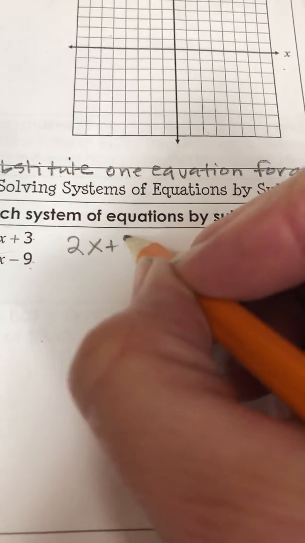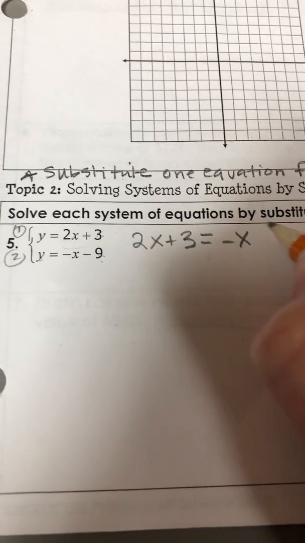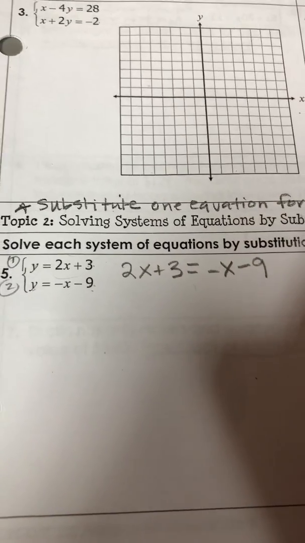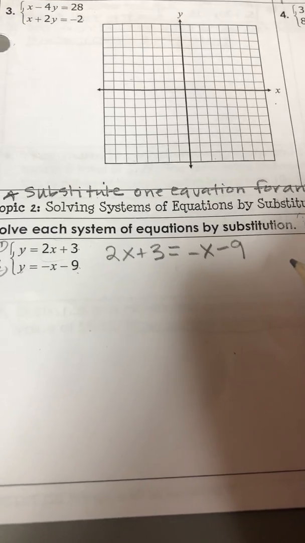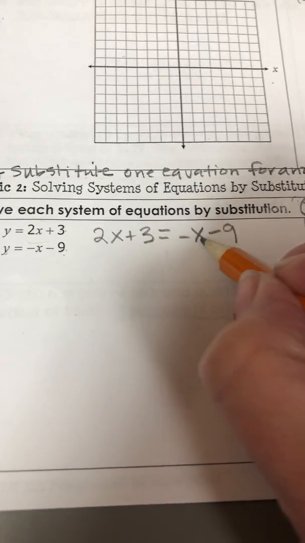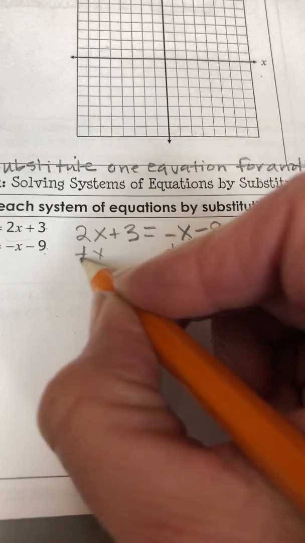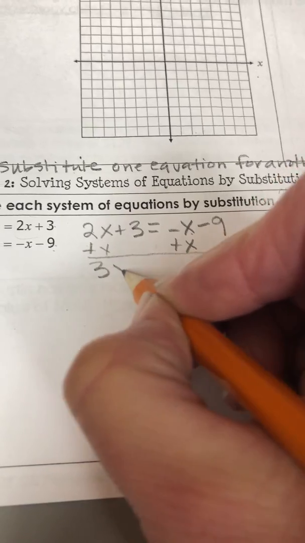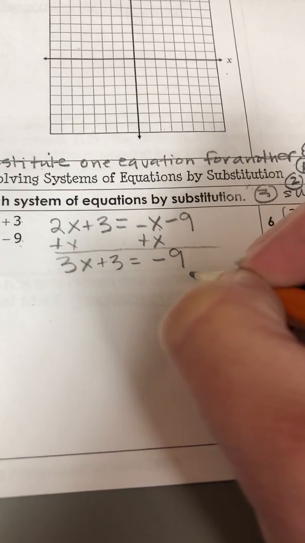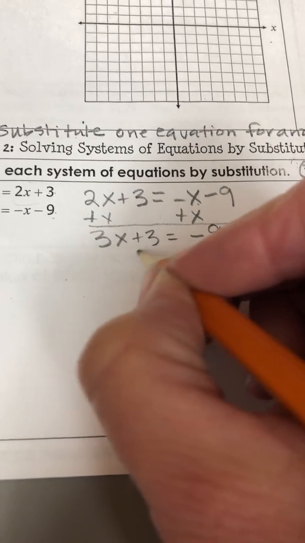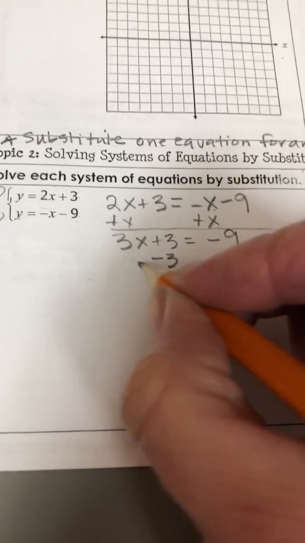What this means is that these two sides are equal to each other. Now at least I have one variable that I can solve for. So let's just go for it. I'm going to get rid of my negative x here, so I'm going to add an x to both sides. I am going to end up with 3x over here, and negative 9 here. Now my next step is to get rid of that constant. I'm going to subtract 3 from both sides.